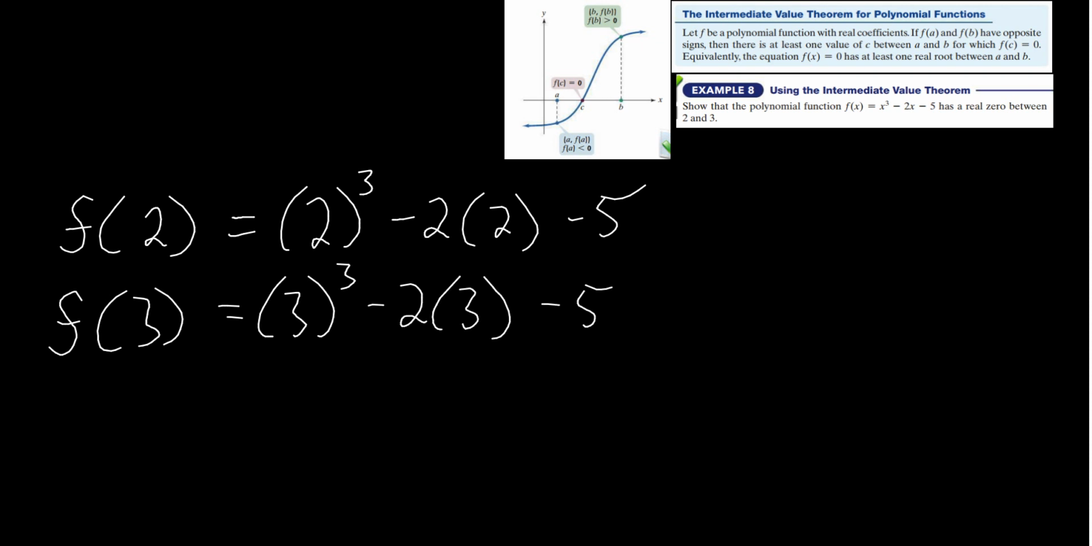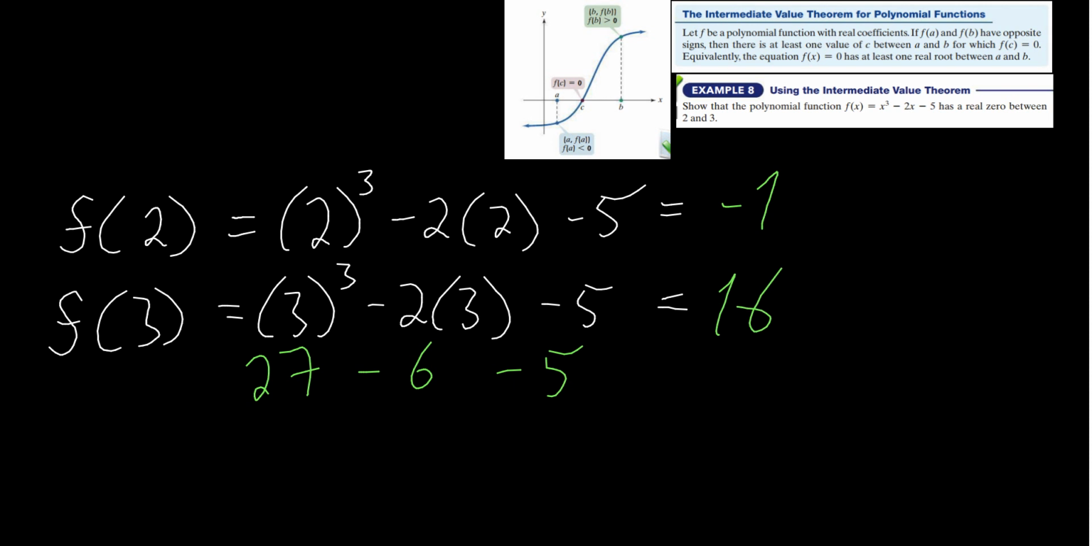Okay. So 2 cubed, that's 8. And then 8 minus 4 is a 4. And then 4 minus 5 is a negative 1. Okay, so we got a negative 1 here. And then f of 3, well, 3 cubed is 27, minus 6, minus 5. So 27 minus 11 is 16.